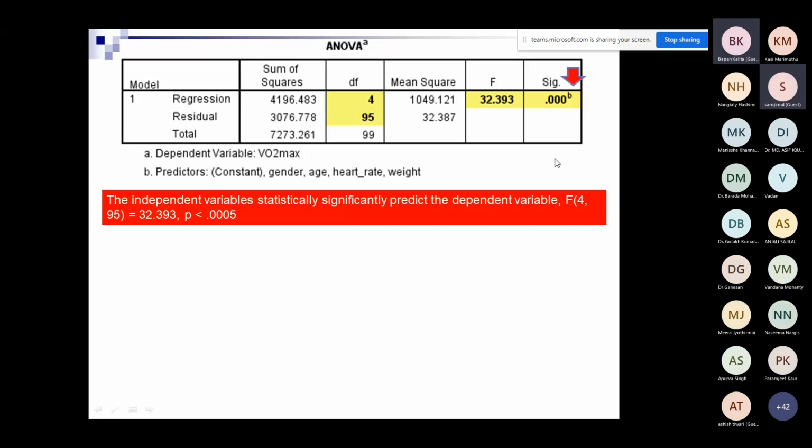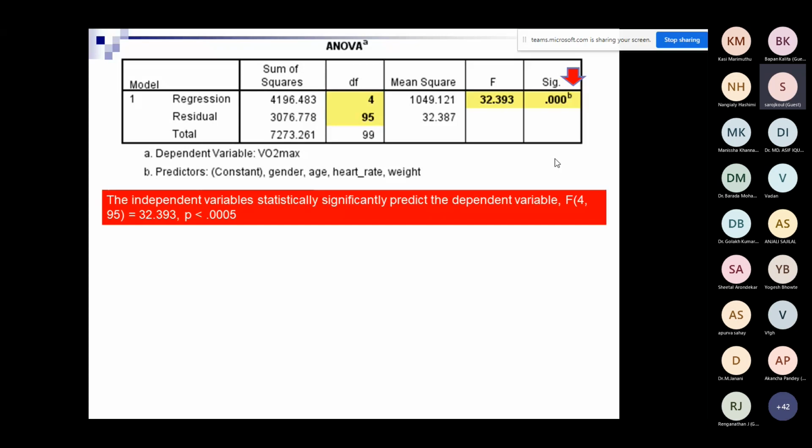Sir, may I interfere? Yes. This F is the ratio between these two mean squares, 1049.121 and 32.387. Our test statistic is F, and this is the value of the test statistic. Yes, the mean square divided by the residual mean square, the ratio between the two mean squares. So we get the mean squares from the sums of squares.